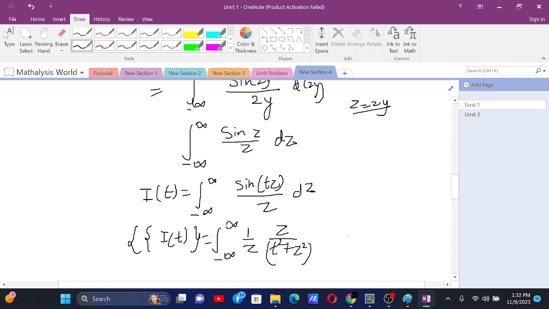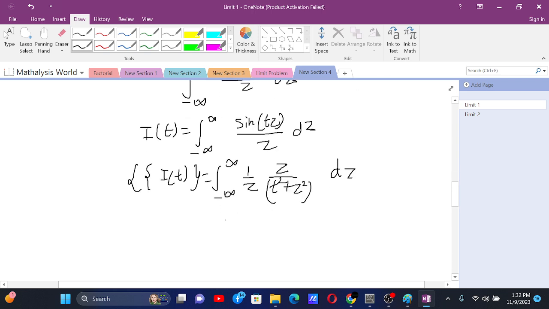Yeah, this will be a constant. And now we have dg. Is that all? Yeah, this is all for now. Okay, and then the Laplace transform of I of t will be the integral from negative infinity to infinity, G cancels out, and 1 by t square plus g square dg.